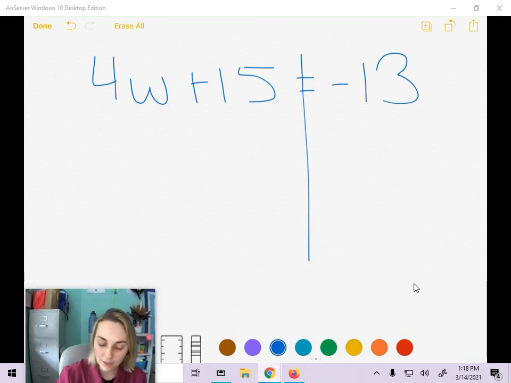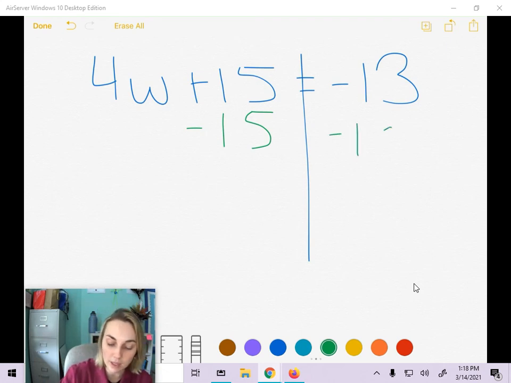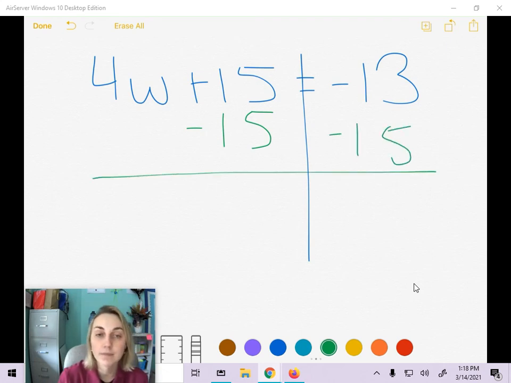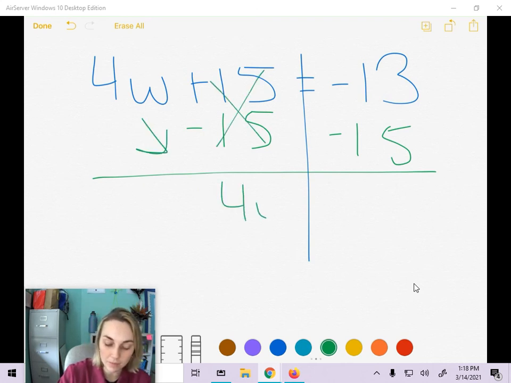First step is to get rid of our constant. Our constant is a positive 15, so to get rid of it, we have to do the opposite. The opposite is subtracting it by 15. And if I do it on one side of the balance beam, I have to do it on the other side as well. These cancel out, so I'm going to bring down my 4w.